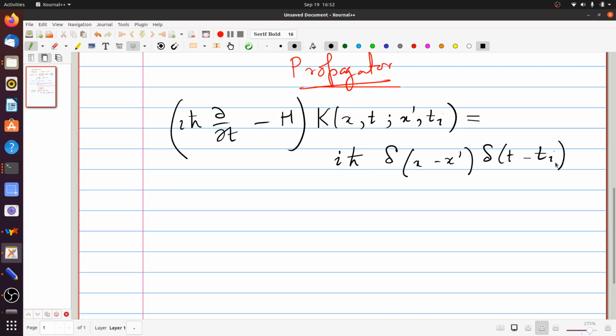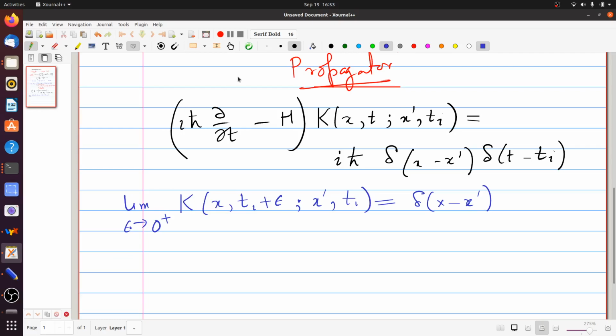Not only that, it has to satisfy one more important condition, the boundary condition. And the boundary condition will be this: K at x, ti plus epsilon; x prime at ti, in the limit when epsilon goes to 0 plus. Remember, all this works when the time t, which here is ti plus epsilon, is more than the time ti. So here you have only a one-sided limit, epsilon going to 0 from the positive direction, and this is delta of x minus x prime.